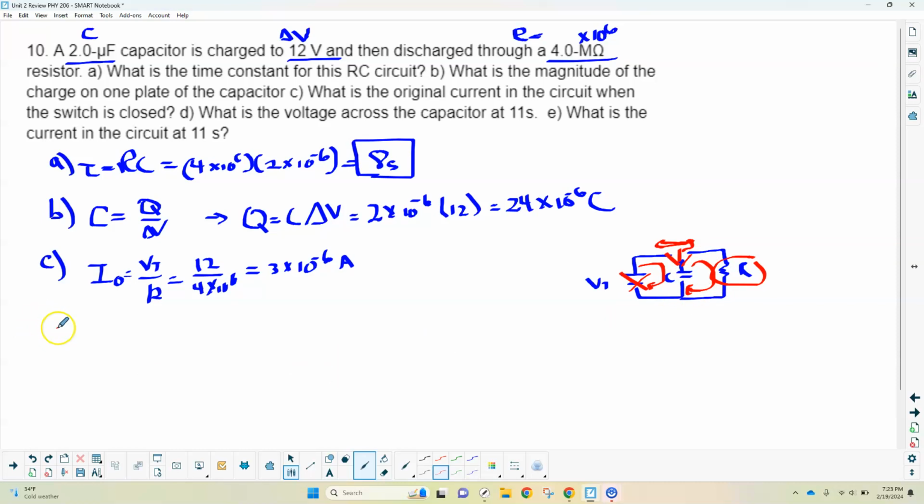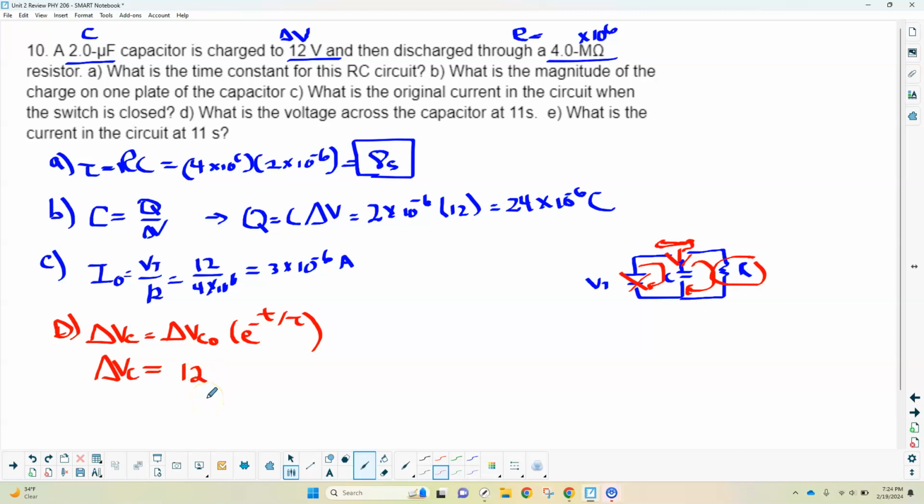So the equation to calculate part D is the voltage. The change in voltage of the capacitor is equal to the original voltage of the capacitor, V naught, times E to the negative t over tau. Just to break down these things, we're looking for the new voltage at a certain time. That's the left side of the equation. This is our original voltage. The original voltage of the capacitor is the voltage of the battery. So that's going to be 12.